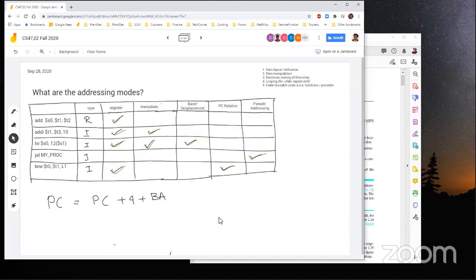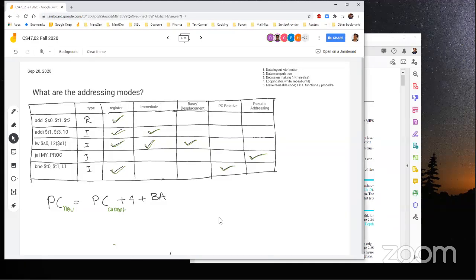So what I'm saying is the new PC is the current PC plus 4 plus branch address. So PC equals PC plus 4 plus branch address may be a little bit confusing to you.